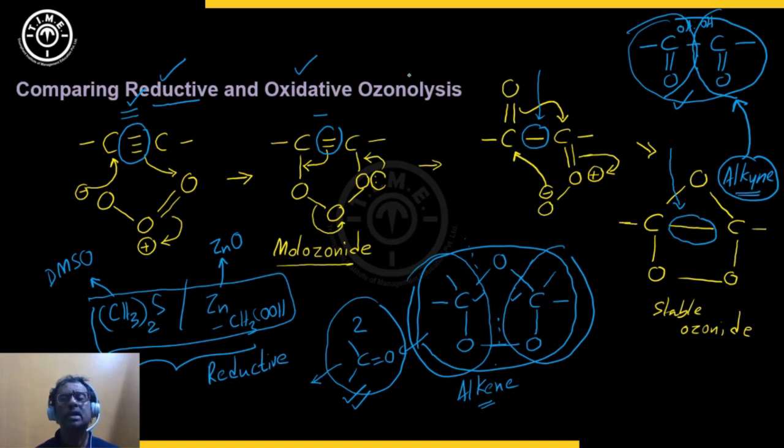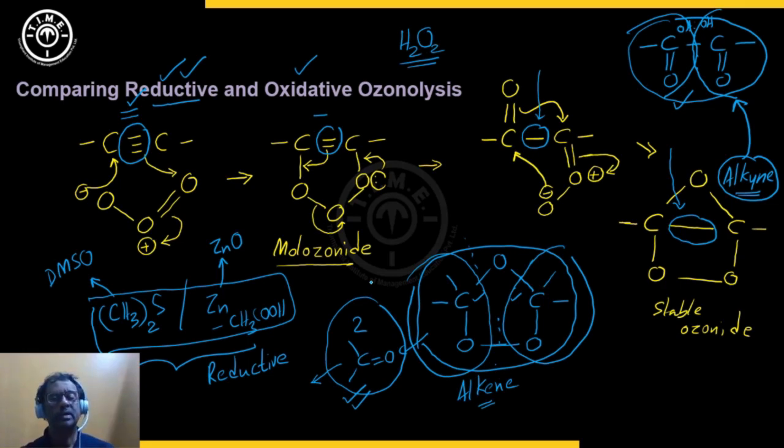For oxidative ozonolysis, we are going to apply what? H2O2. And that H2O2 will oxidize whatever you got from reductive ozonolysis. For an alkyne, you get 2 moles of carboxylic acids. For an alkene, you would get an aldehyde oxidized to carboxylic acid and a ketone remaining as a ketone. I hope this is clear.